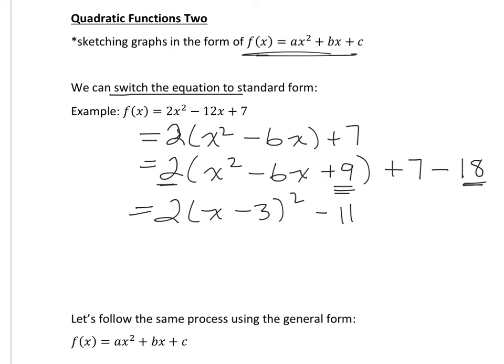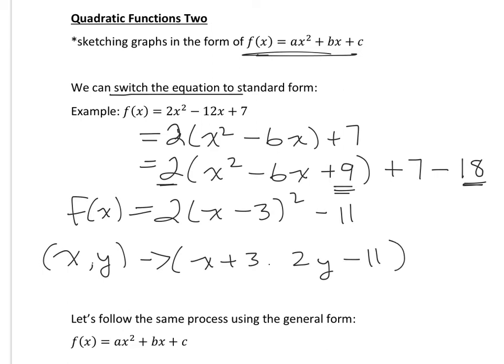Now you can see this function is in standard form, so we could very easily write a mapping rule. We could talk about the vertical stretch of 2 and our horizontal translations and so forth, and our mapping rule would be (x, y) maps onto (x plus 3, 2y minus 11). And it would be very quick to write a new table of values and sketch that graph.